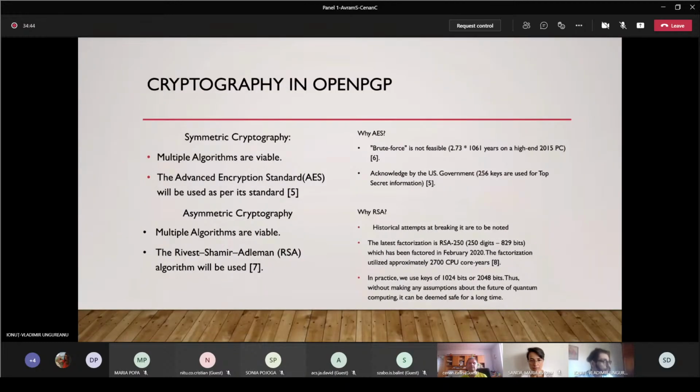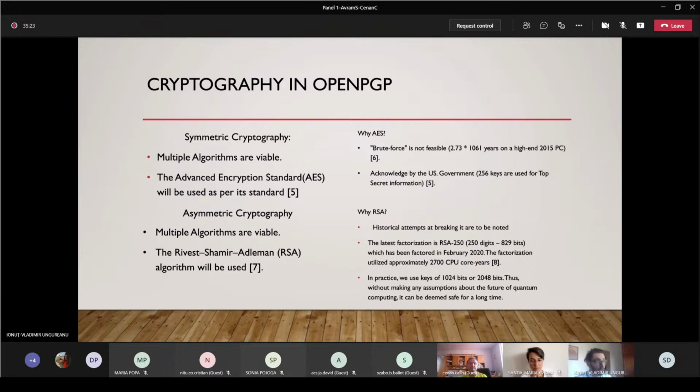Now, the OpenPGP is a template. It defines multiple protocols, multiple algorithms, and I'm going to go very fast over the ones I have chosen and why. For symmetric cryptography, we have chosen the Advanced Encryption Standard, and for asymmetric cryptography, or public key cryptography, we have chosen RSA. Both of these are not feasible to be brute forced. This is not possible with the current technology, assuming we do not make any proposition regarding quantum computing. This is a development domain, and it certainly has some potential towards cryptography breaking, but we can't make any assumption at the moment.